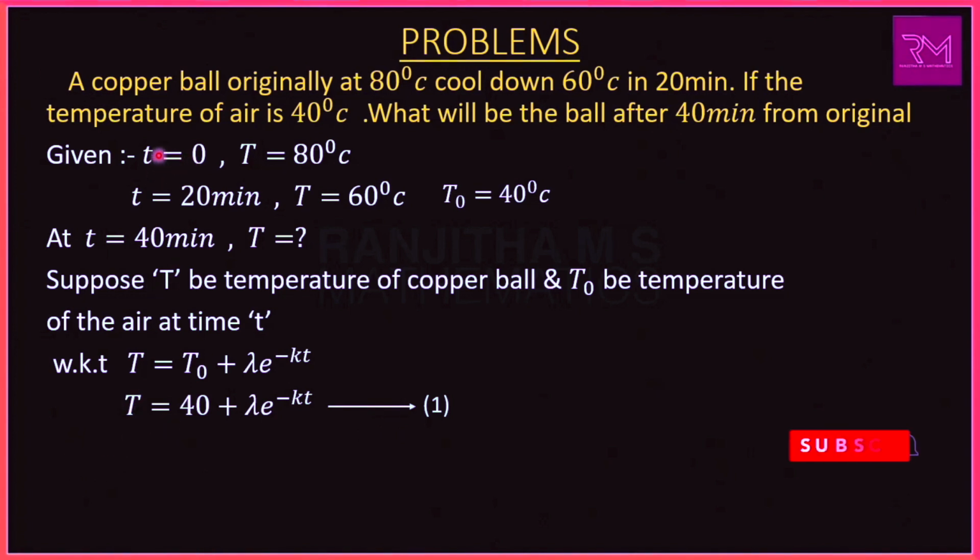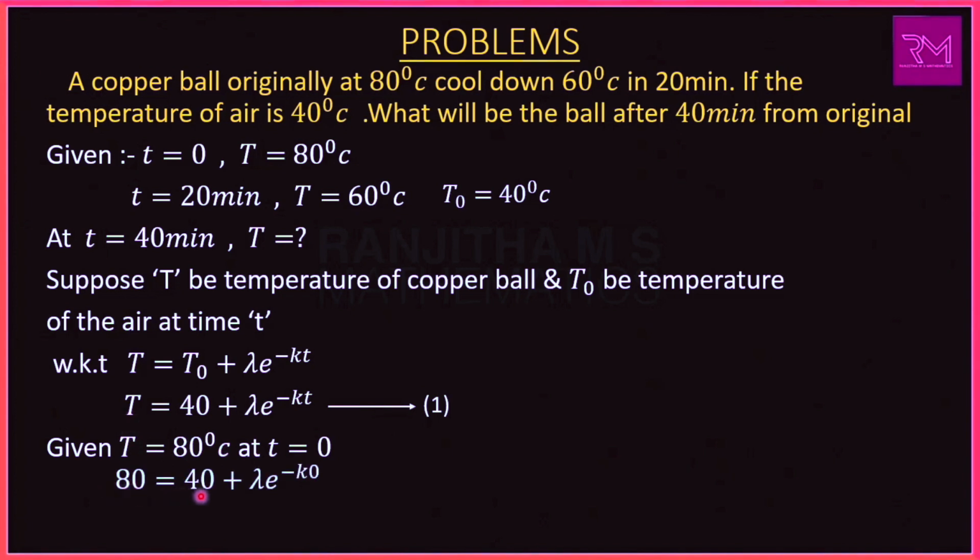At time t equal to 0, that is initially, the temperature is 80 degrees Celsius. So at t equal to 0, substitute the T value as 80 degrees Celsius. Substituting T as 80, we get 80 = 40 + λ e^(-k·0). Here small t is the time and capital T is the temperature of the copper ball. We know that at time t equal to 0, the temperature of the copper ball is 80 degrees Celsius.